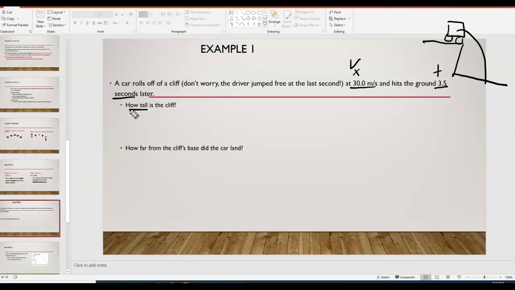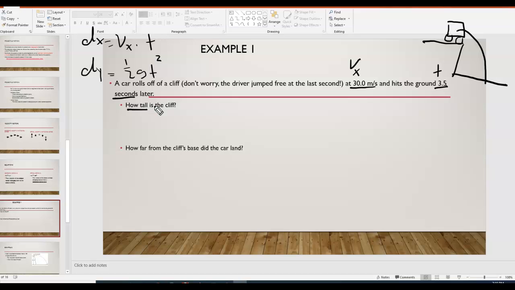How tall? So remember, we have two equations. We have dx equals vx times t. Okay, that's our x equation. And we have dy equals 1/2 gt squared. Okay, so you have two different displacements, and you have to use context clues to figure out which one is which.